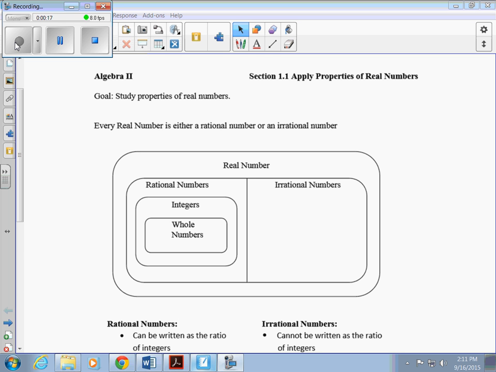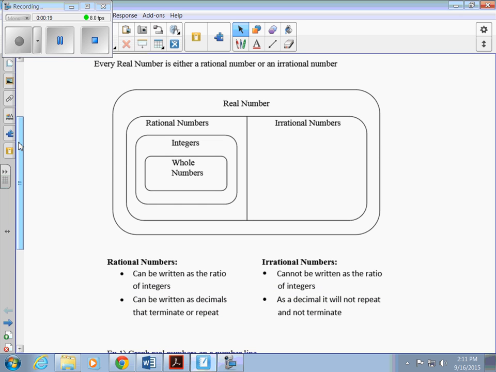Well, if we look at real numbers, all real numbers can be split into two categories. Either they're rational or they're irrational. And then the rational numbers include the integers and the whole numbers.